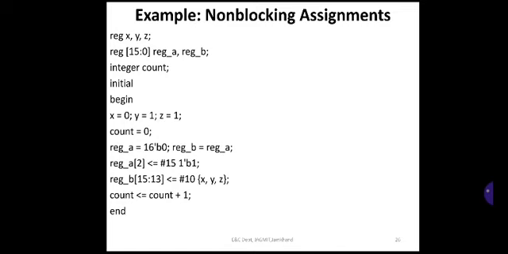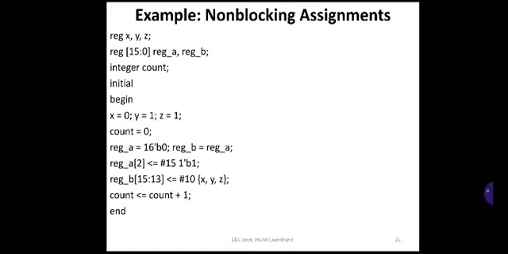Here the first 5 or 6 statements, x equal to 0 through reg B equal to reg A, are all executed at time 0, whereas the next statement, reg A of 2, is executed after 15 time units. Then reg B 15 down to 13 will be executed after 10 time units, and count is equal to count plus 1 will be executed at the 0th time unit.